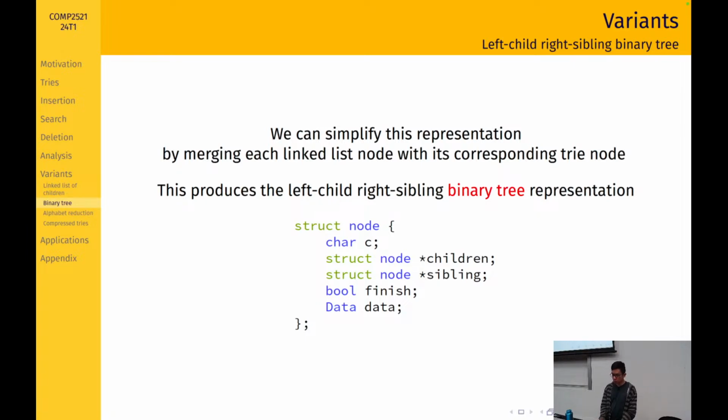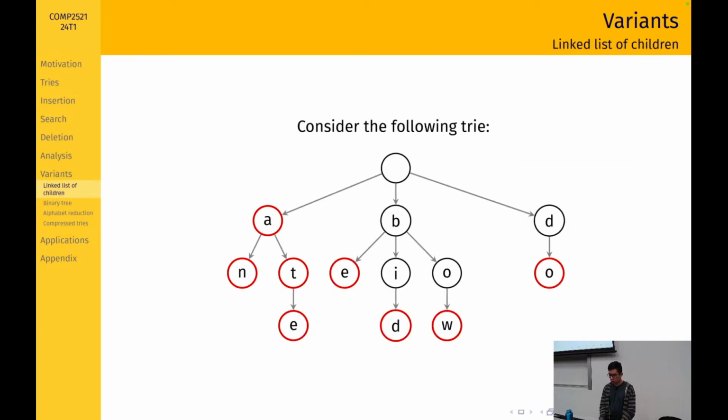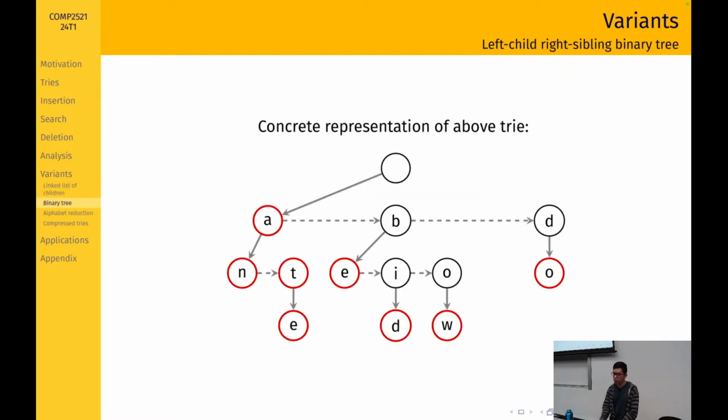Okay, so if this is our trie, this is our abstract view of the trie, this is how we would actually represent it in memory, right? Each node, for example A, has a pointer to its first child, and a pointer to its next sibling.